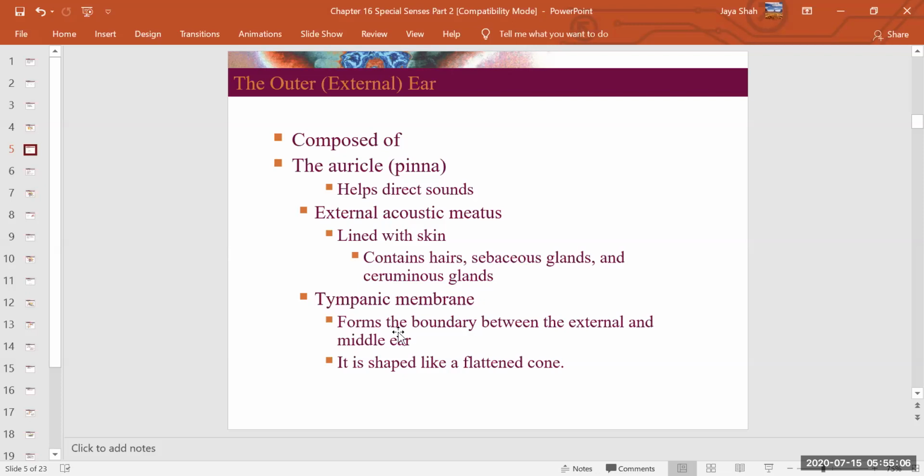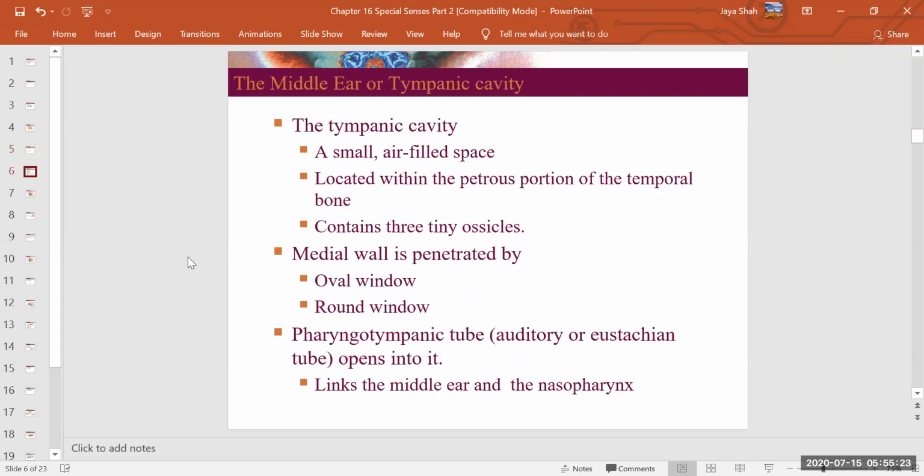Sometimes people put the tympanic membrane in the middle ear cavity. So it forms the boundary between the external and the middle ear. It is shaped like a flattened cone, so it channels the sound waves to the middle ear cavity.